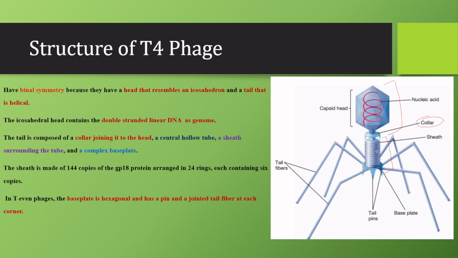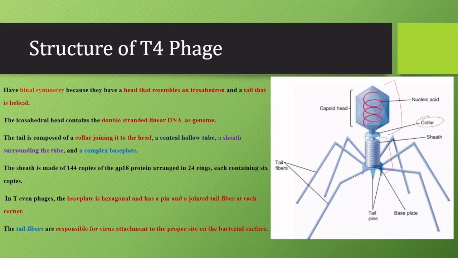In T-even phages, the base plate is hexagonal and has a pin and a joint tail fiber at each corner. So if we consider this as a corner, this is a pin and this is a tail fiber. A huge long tail fiber is there at the corner of the base plate. The total number of tail fibers is 6, arising from each corner of the hexagonal base plate.